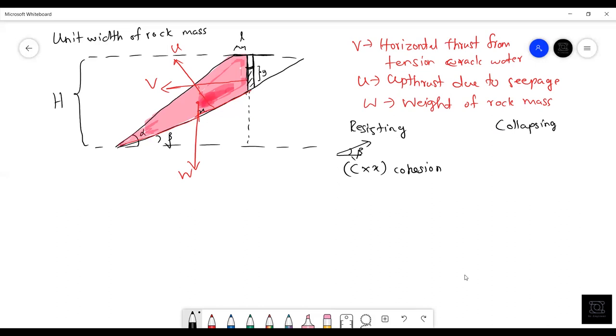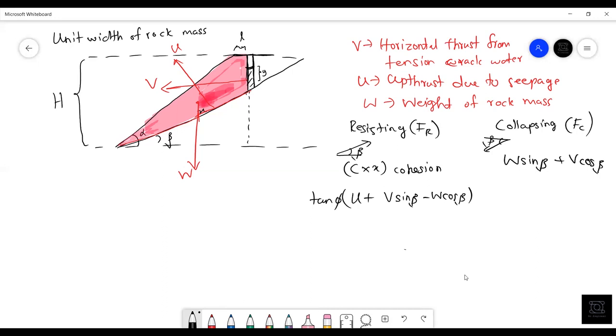So what would be the perpendicular reaction? The perpendicular reaction would be U plus V sine beta minus W cos beta. I'm subtracting W because it is in the opposite direction, times tan phi. This is how mu comes in. So these are the resisting forces. What are the collapsing forces? Collapsing forces are W sine beta and V cos beta, just resolving forces in this direction. So let's take this one as FR and this one as FC. The factor of safety, FOS, is FR by FC.